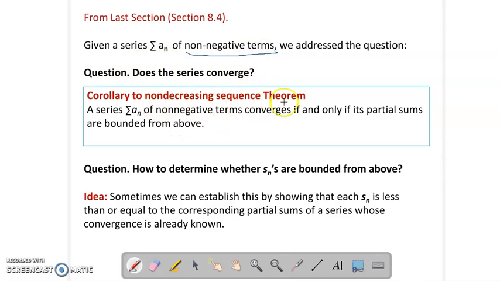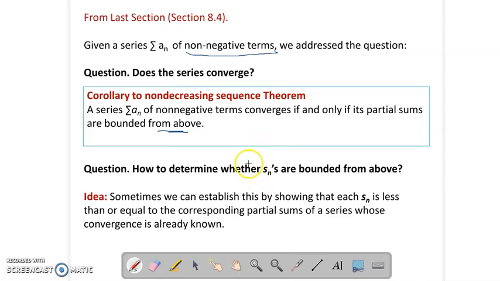And this was the corollary to the non-decreasing theorem, which says that a series of non-negative terms converges if and only if its partial sums are bounded from above. So to prove convergence, we just had to check whether its partial sums are bounded from above or not. Now the question is, how do you test the boundedness of partial sums?